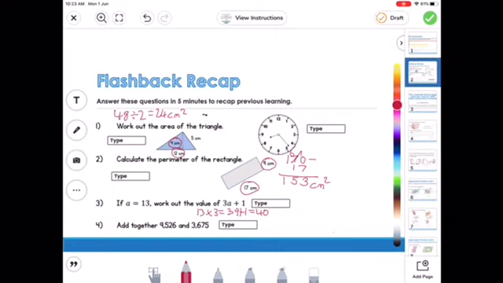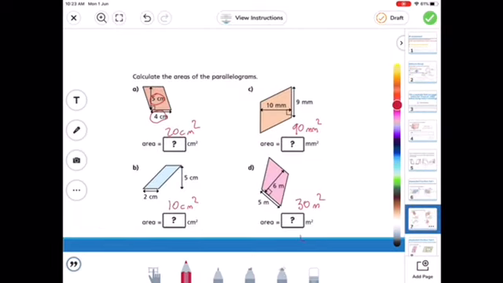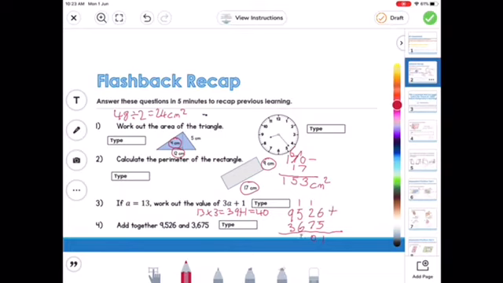Add together 9,526 plus 3,675. 6 plus 5 is 11, put the 1 on top. 1 plus 2 is 3, plus 7 is 10. 1 plus 5 is 6, plus 6 is 12. 1 plus 9 is 10, that's 13. So the answer is 13,201.